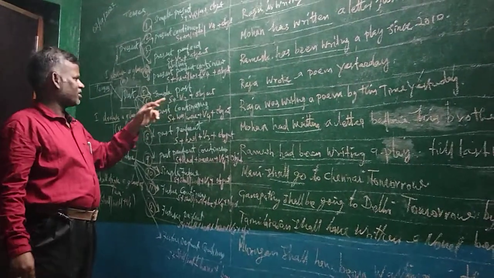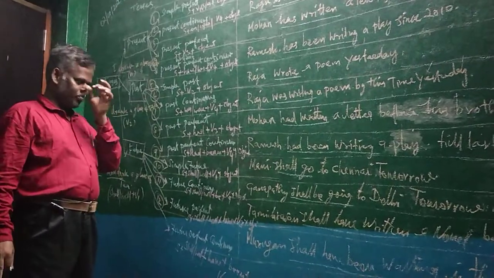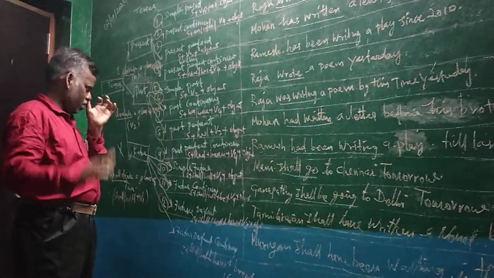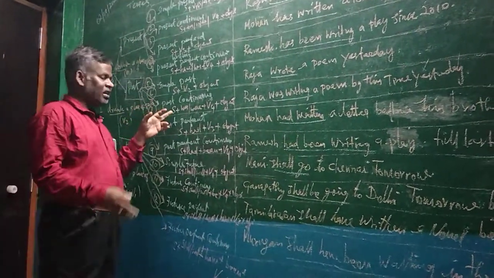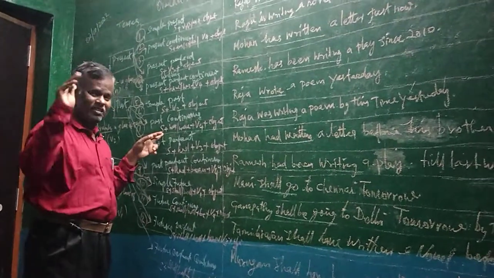The simple past means subject plus V2 plus object. Very simple, V2 is separate, and we have only one form for this. For the past continuous, we have two helping verbs: one is was, another one is were.